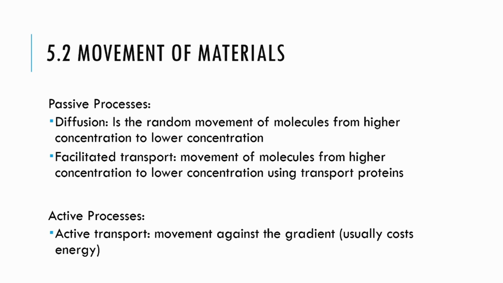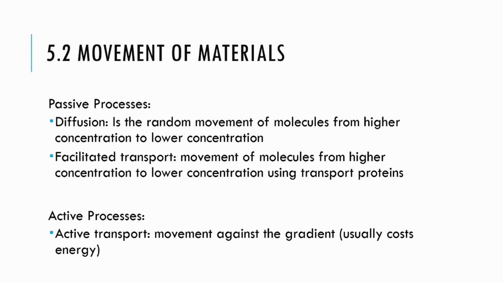Speaking of movement, as cells, we need to move things in and out on a very regular basis. But there's a couple ways that we can move things around: diffusion, facilitated transport, and active transport. Now, both diffusion and facilitated transport are passive processes, meaning we don't need to use any energy, ATP, in order for these things to happen. They're going to happen relatively naturally.